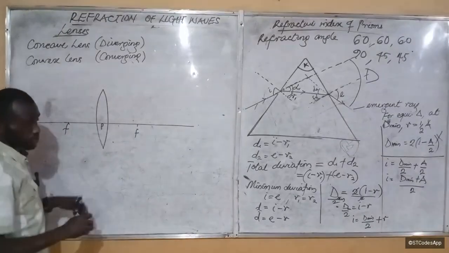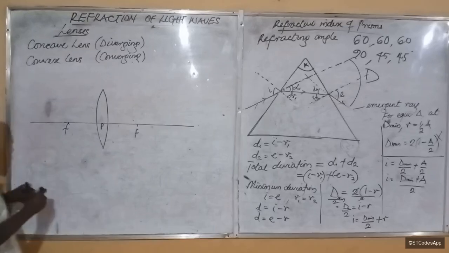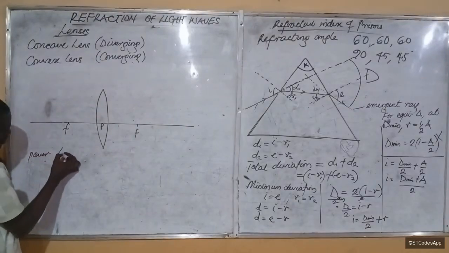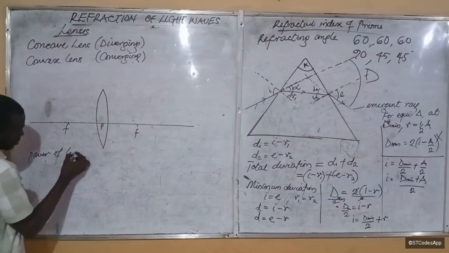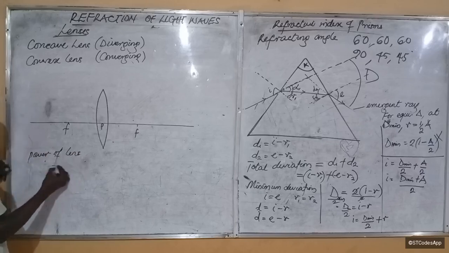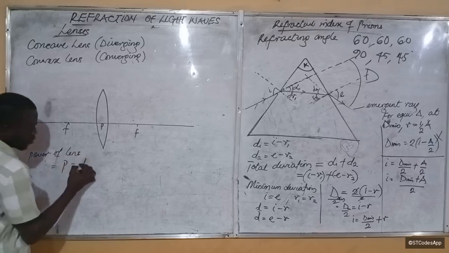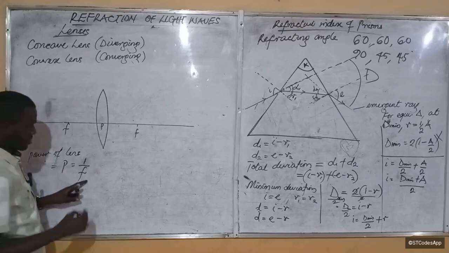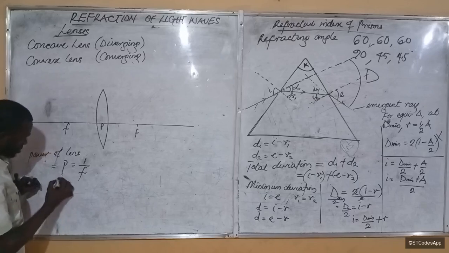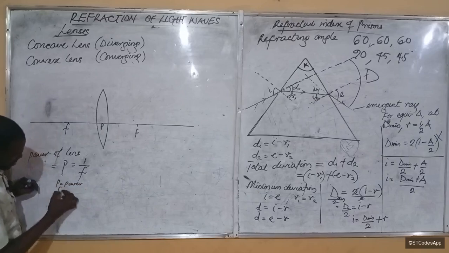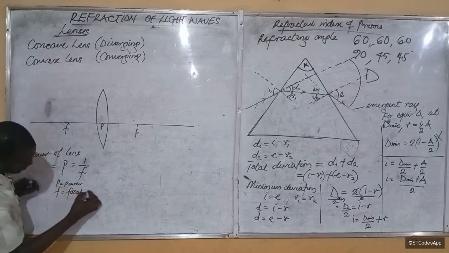I wanted to show you something. Now, the power of a lens. I remember something: the power of a lens is given by the formula P equals 1 over the focal length, where P is power and F is focal length.